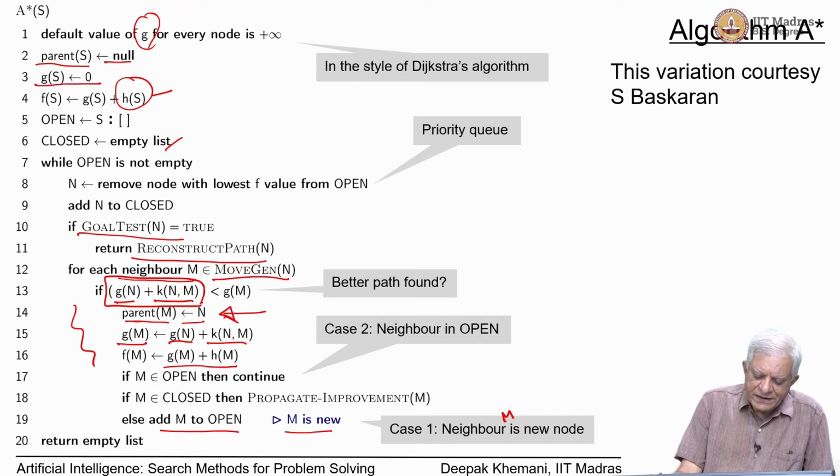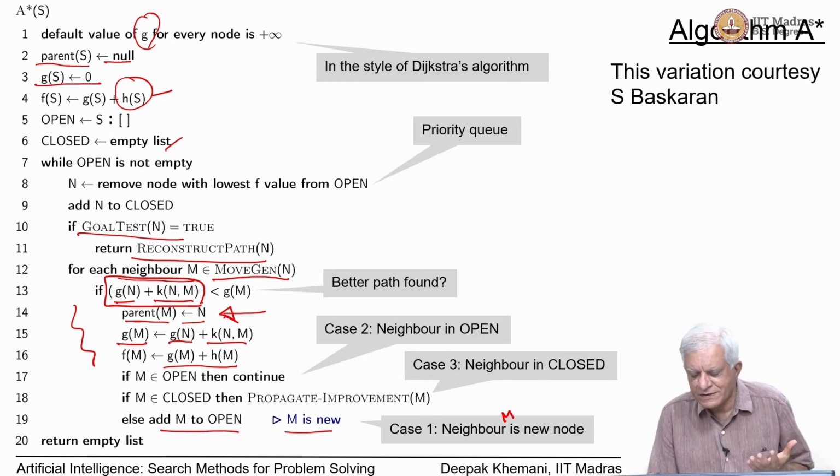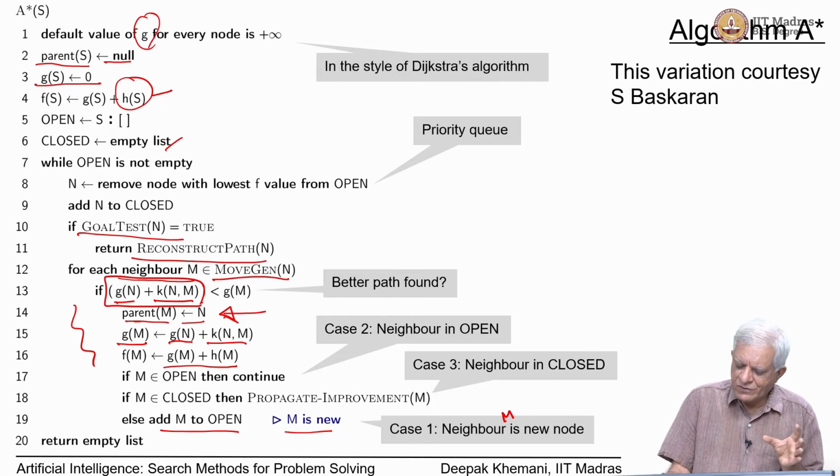In the case of A star, there is a third case which was not there in Dijkstra's algorithm, which is that the new neighbor is already on closed. If you think about Dijkstra's algorithm, when it takes a white node and colors it black, it picks the cheapest white node and colors it black. At that point, it has already found the best path to that black node. So, it will never find a new path to a node which is already black, or in our case which is already on closed.